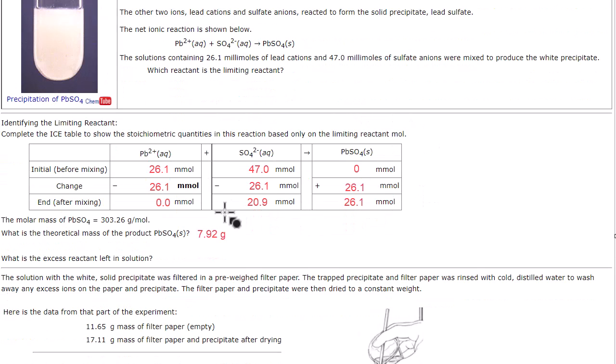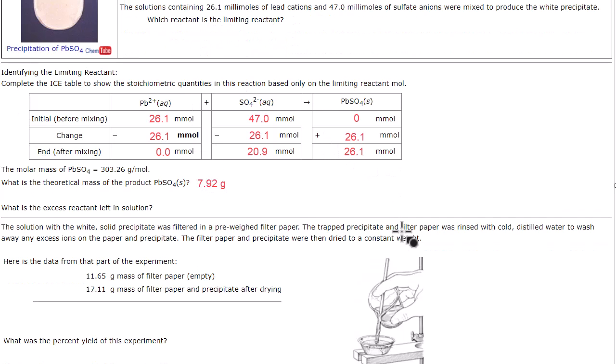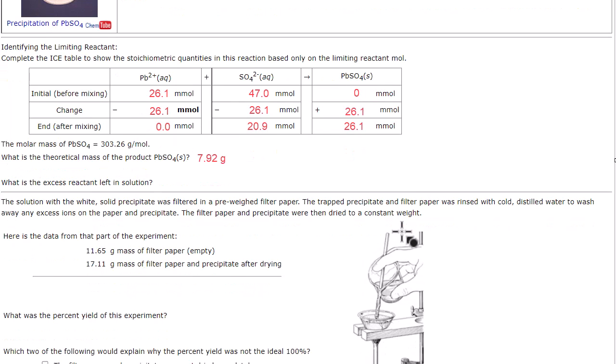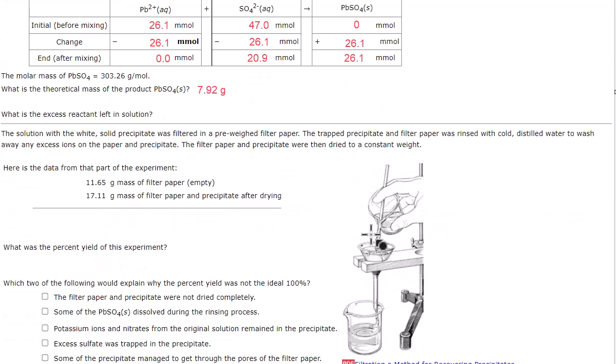Here's our next thing. We have this white powder stuck in this test tube. To get that out so we can actually weigh it, you dump it into a funnel that has this filter paper, a fine mesh paper. The solution goes through, and the white powder, you hope, is trapped in here. And you rinse it to make sure you get rid of any leftover sulfates and any leftover potassium and nitrates. So you just have the lead sulfate.